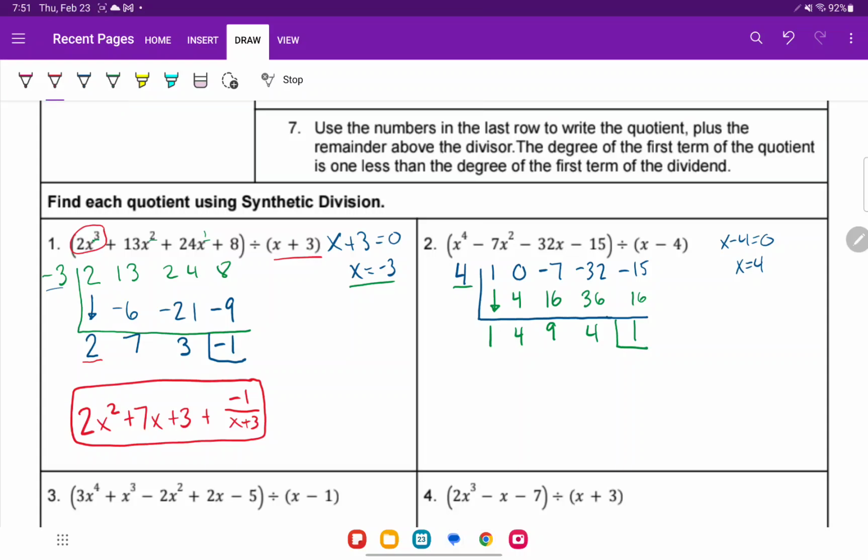So when I write my answer, again, we look at this power here. It is x to the 4th. The quotient is 1 degree less. So 1 degree less than x to the 4th is x to the 3rd. So this first one right here is going to be x to the 3rd plus 4, then we're descending powers, x squared, plus 9x plus 4 plus my remainder 1 over my divisor of x minus 4.